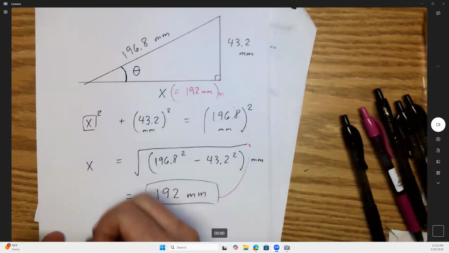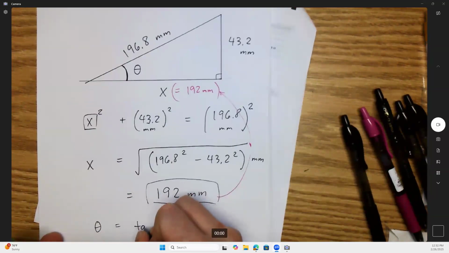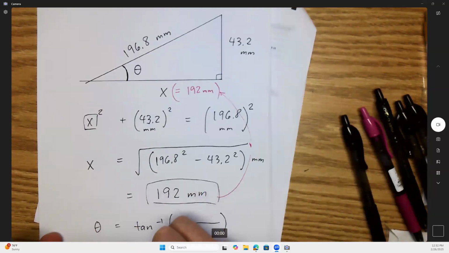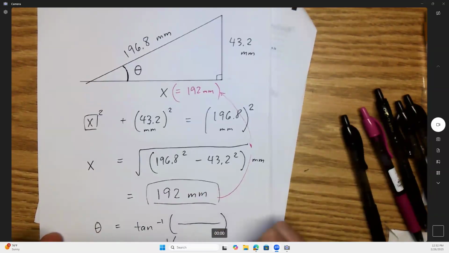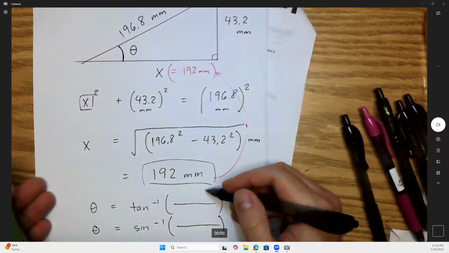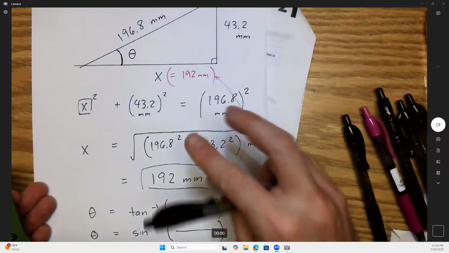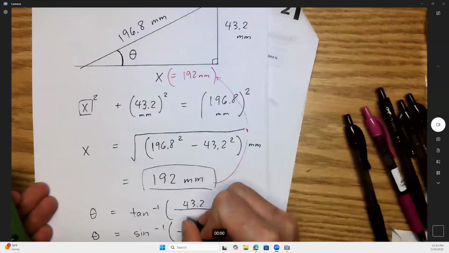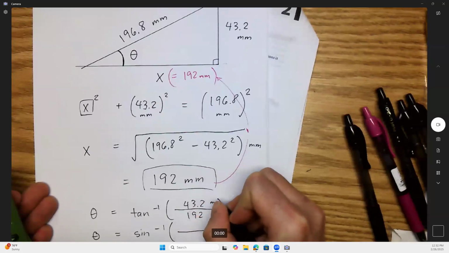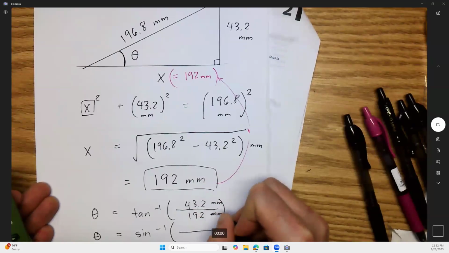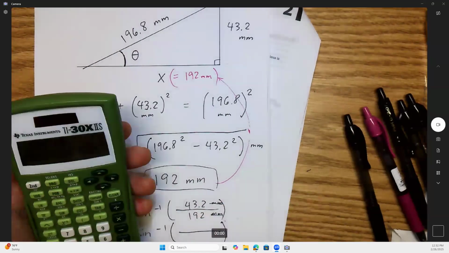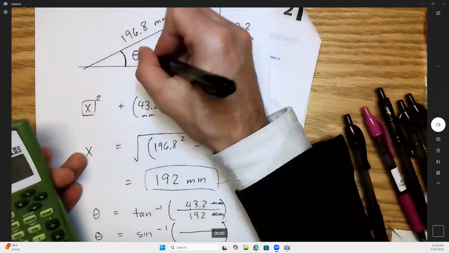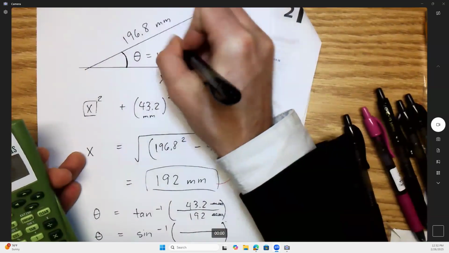Okay. Now, you can get this a few ways. You can do inverse tan. You can do inverse sine or inverse cosine. Yeah, I'll do a couple of them. Because if you do inverse tan, you have to do what over what? The 2 legs? Yeah, opposite over adjacent. So it'd be 43.2 over 192, right, millimeters. Okay, let's see. Inverse tan, 43.2 on 192. Yep, that's 12.68 degrees. 12.7 degrees, I'll call it.